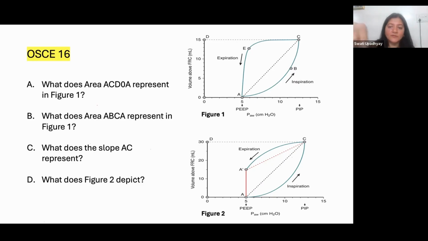And the slope of the curve AC is compliance. As we can see, if we have a PV loop which is sloping, that means the compliance is low and the lung is stiff. If we have a graph which is standing, that means a steeper slope, that means the compliance is good and the lung is easy to inflate. Now what does figure 2 depict? Leak. Yes, I think all of you have got it right. So how do you know it is a leak?